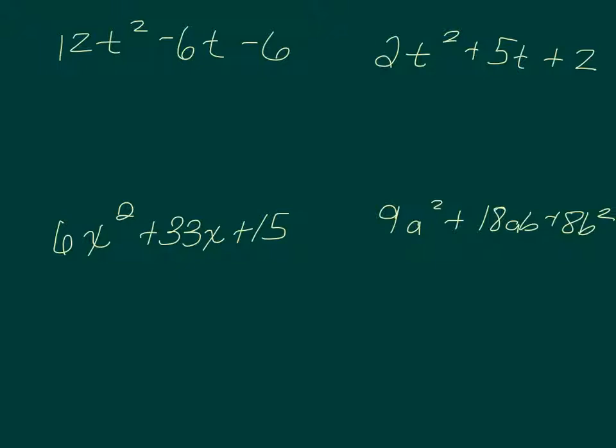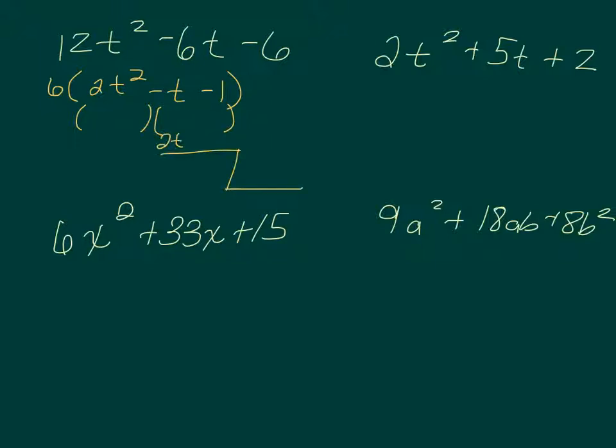So 12t squared minus 6t minus 6. Well, there's something in common there, right? I can get a 6 out. So that's going to leave me with 2t squared minus 1t minus 1. I still need to factor this into two binomials, but I'm going to use the z box.